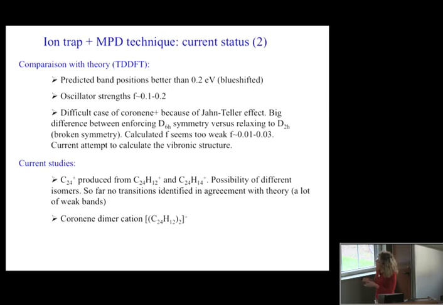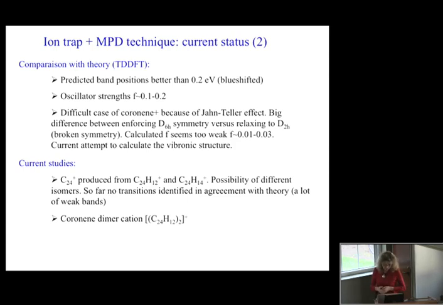So there are calculations both enforcing the D6h symmetry or relaxing to D2h. So this one is better, but still not enough. In particular, the band position is kind of okay, but the oscillator strength, I think, is wrong. It cannot be 0.01 or 0.03 because it would be really hard to observe it in our experiment. So there's a current effort from my colleague Giacomo to calculate the vibronic structure using higher level calculation.